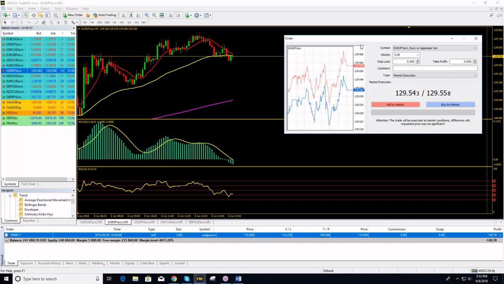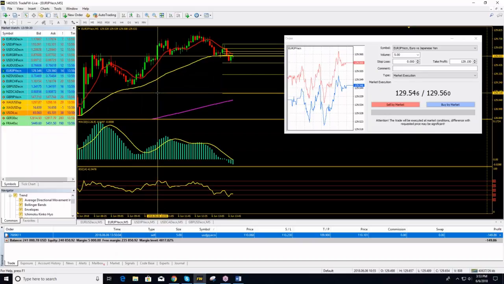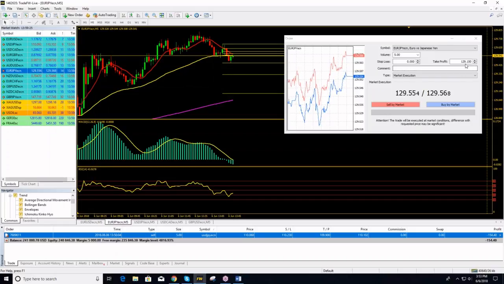129.14 most probably will be our take profit. 129.15. 129.15 most probably will be our take profit target. Let's check and see. 129.12, but 13, 14. 129.14, but we need to wait for the confirmation.